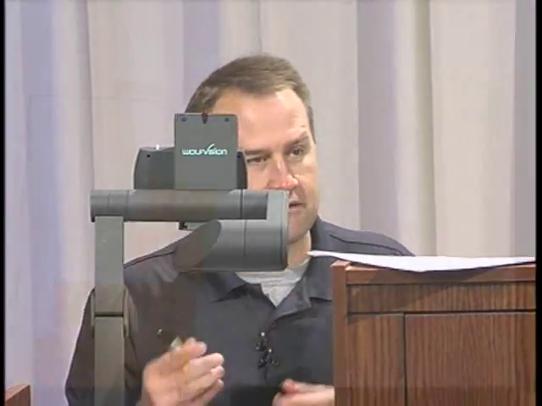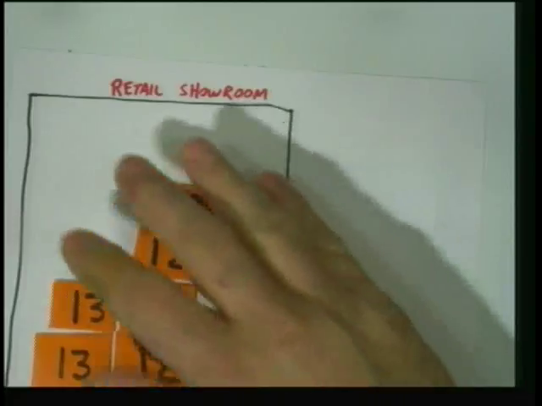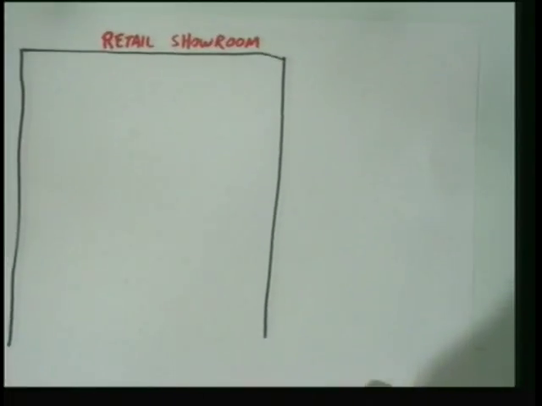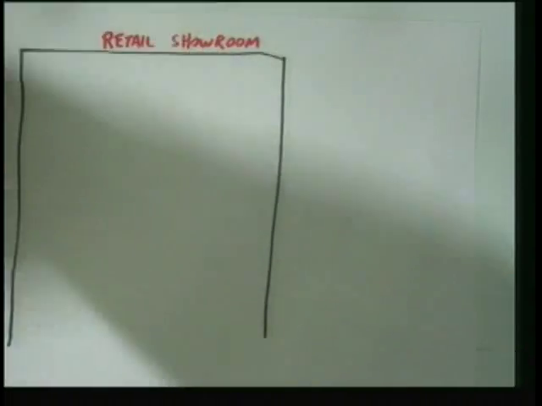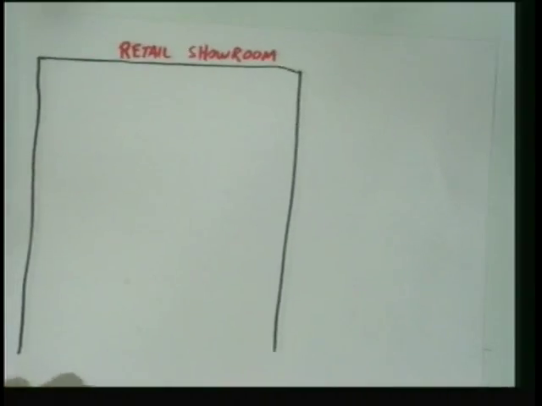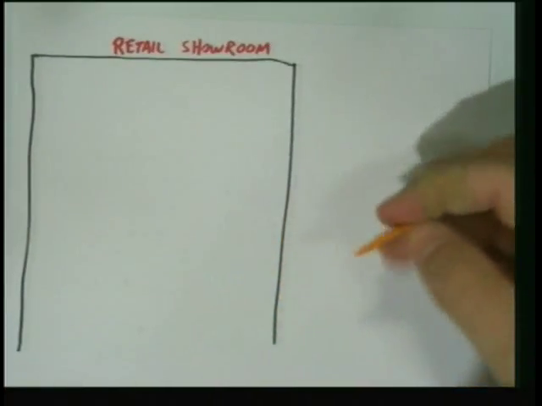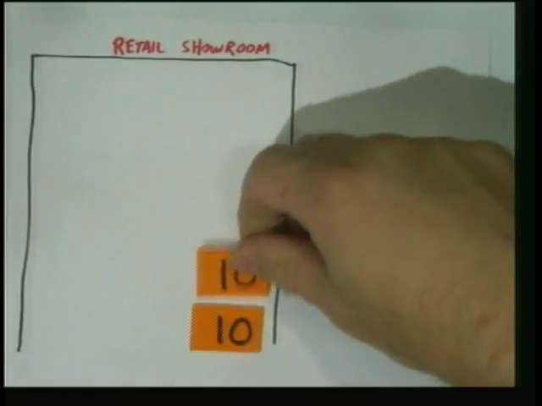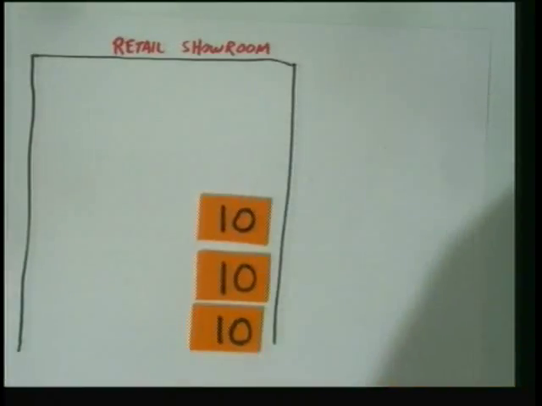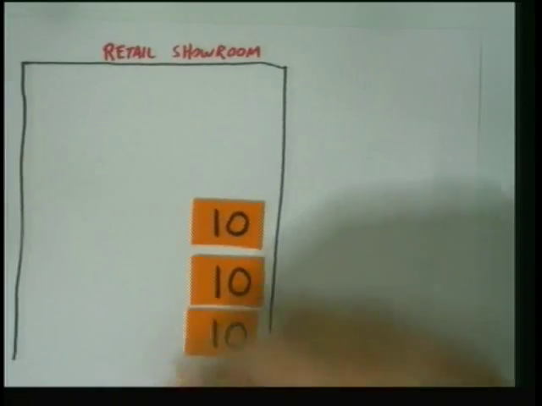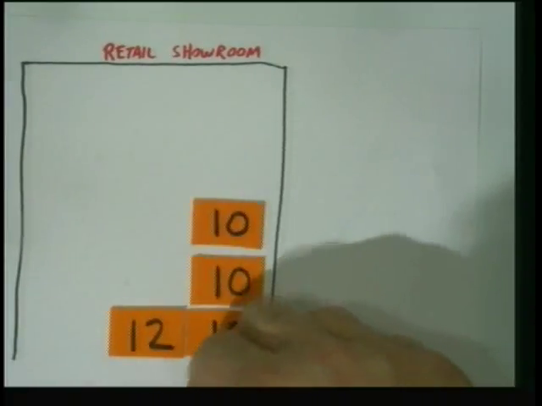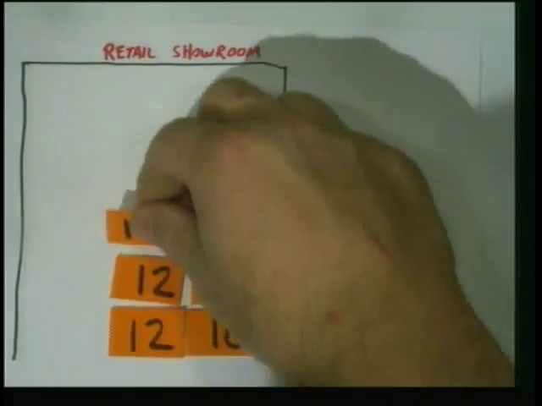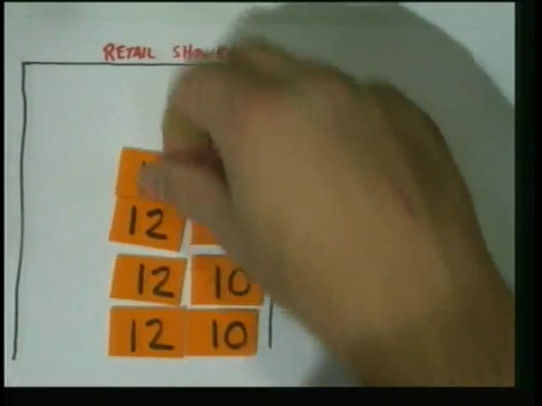All right. Let me reconstruct this situation. Okay, here's our retail showroom, right? We purchased three items at a cost of $10, right? A little time goes by. We purchased five more of the same item, but the cost is now $12 each, right?